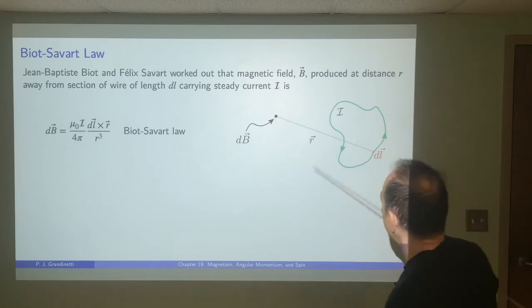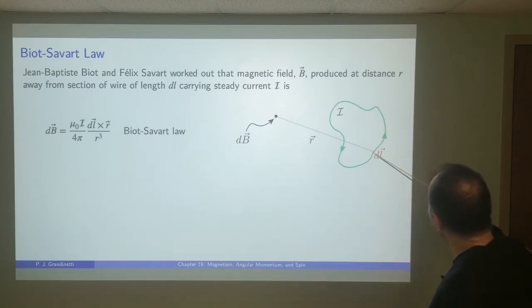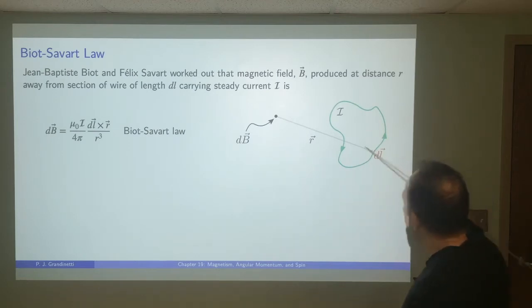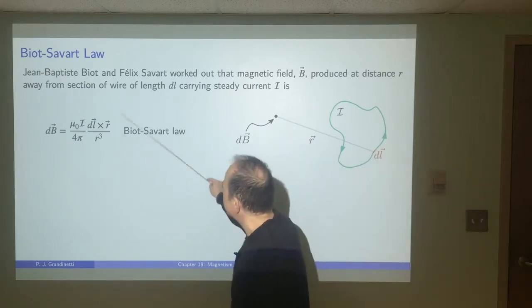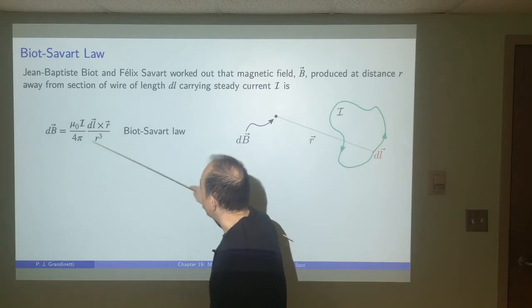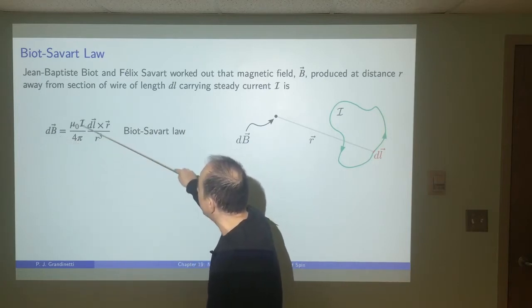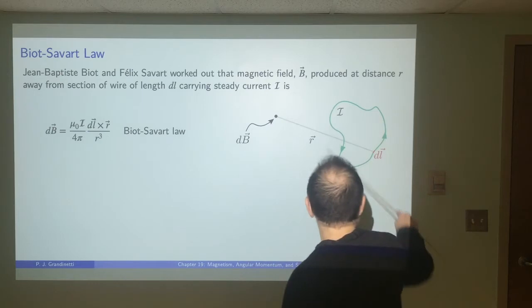So in this picture, what we see is that a current that's flowing in some differential segment here generates some differential magnetic field out here, and the equation is given by the Biot-Savart law. So the differential magnetic field is generated by the current flowing in this loop.